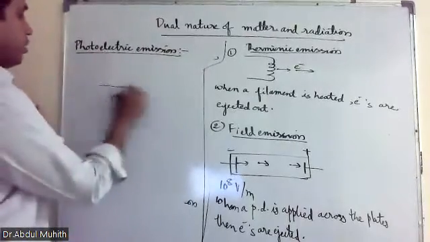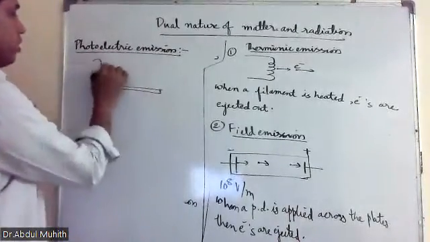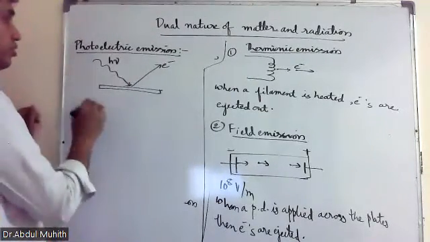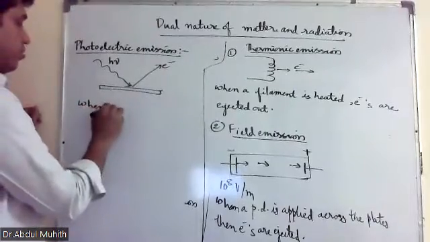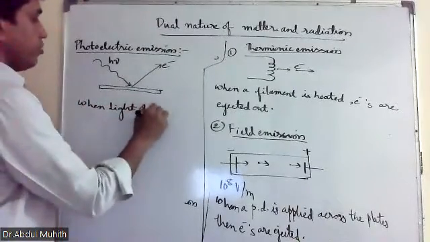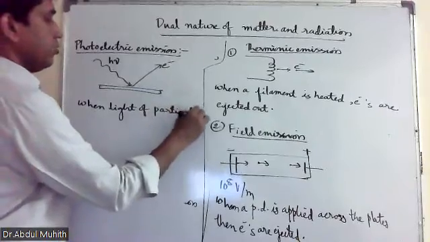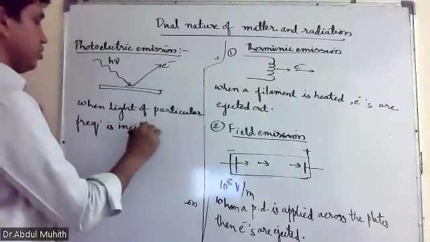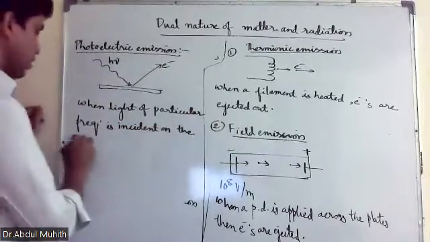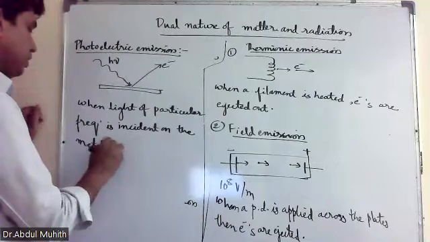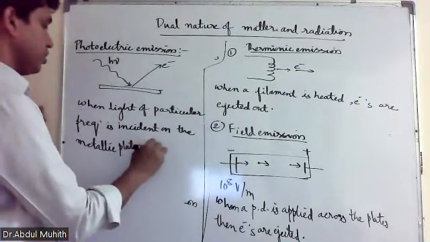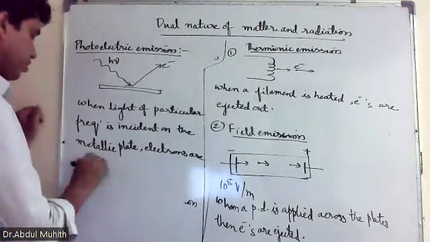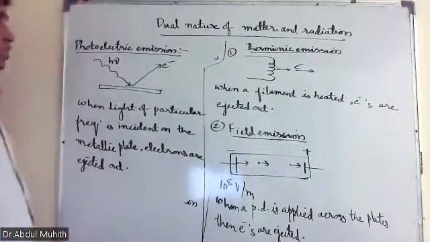Photoelectric emission means that when light of a certain frequency is incident on a metallic plate, electrons are ejected out. So this phenomenon is known as photoelectric emission.